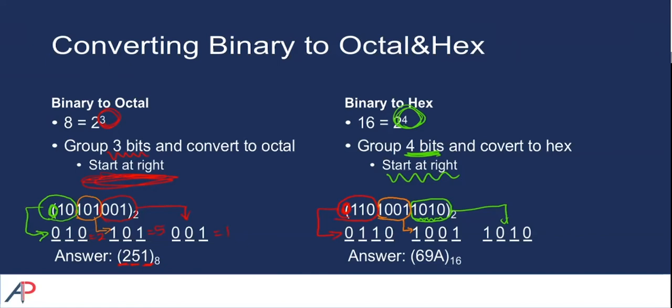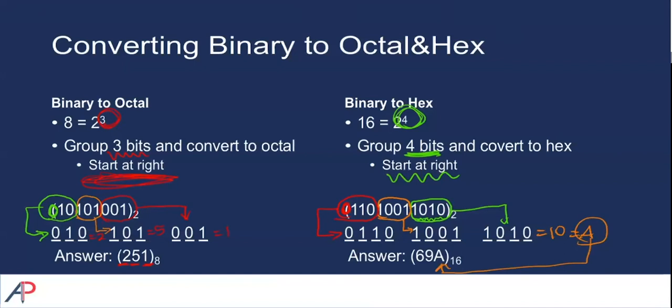1010 is normally equal to 10. But 10 is 2 digits. We need to convert it into our single digit value that, hopefully, you guys will become comfortable with, which would be A. So this is A, and we will make that our very last digit.